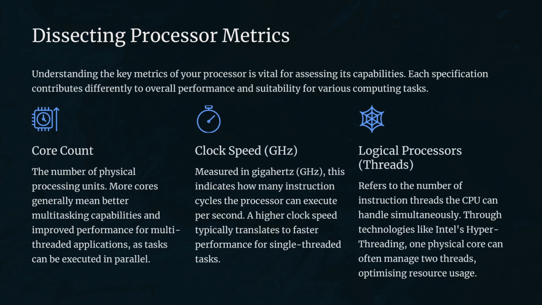Now we see the key processor metrics. When looking at processors, three main things matter: the core count, clock speed, and logical processors, which are also called threads. The core count tells you how many physical workers you have. You can think of the clock speed, which is measured in gigahertz, as showing how fast each worker can complete instructions. And the logical processors or threads make better use of each core. The right balance of these three is what makes a CPU suitable for different kinds of tasks.